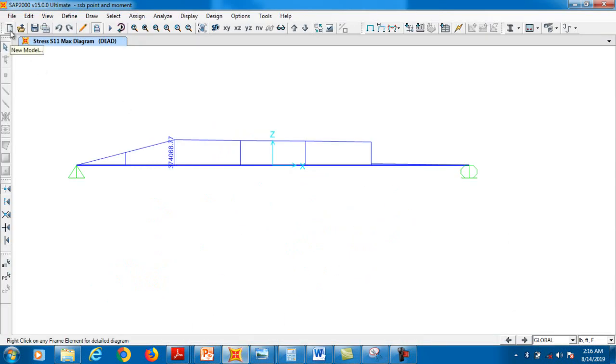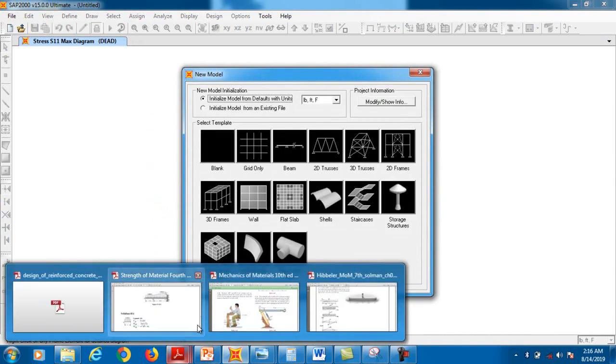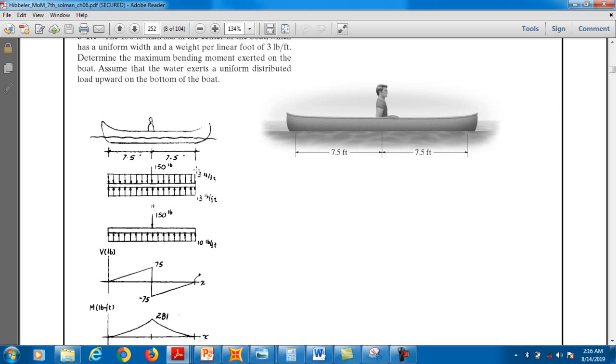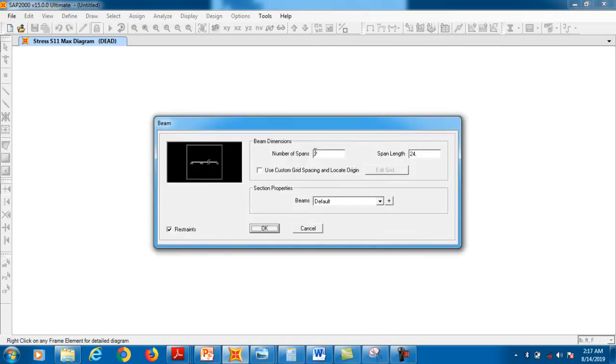Clear? So let's see. We have a uniformly distributed load, and the units are pound and feet. Clear? So let's say pound, feet. Select. We have used a uniformly distributed simply supported beam. The total span is 15 feet. Clear?